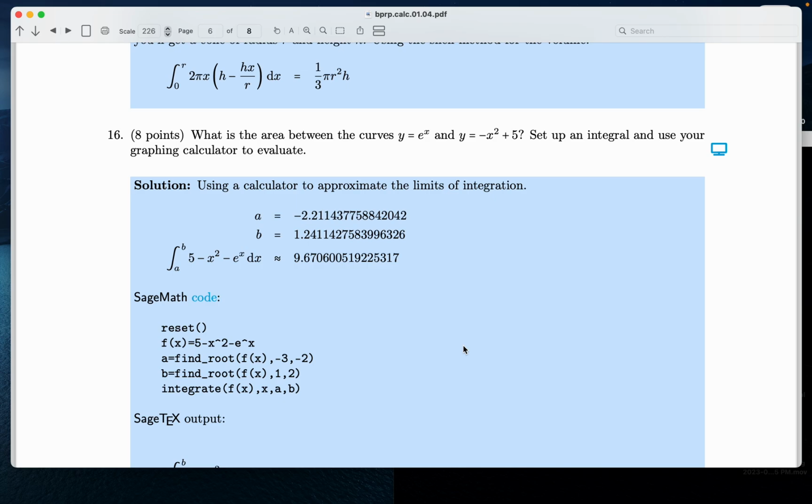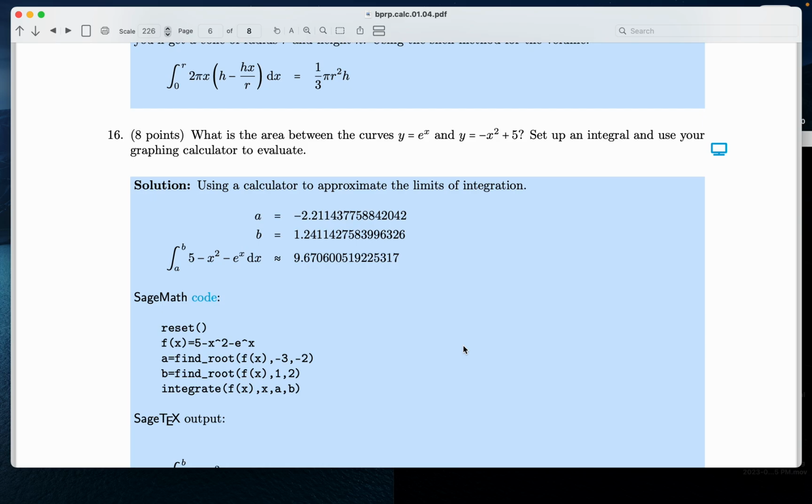Okay, for problem 16, what is the area between the curves y equals e to the x, y equals blah, blah, blah? So we're going to use your graphing calculator to evaluate. It's important that this is probably the only problem on the exam that I'm going to say requires the use of a calculator. The reason for that is the points of intersection are pretty difficult.